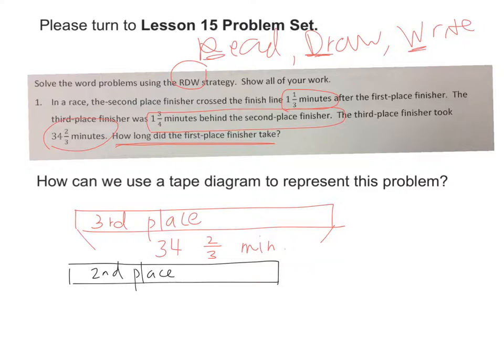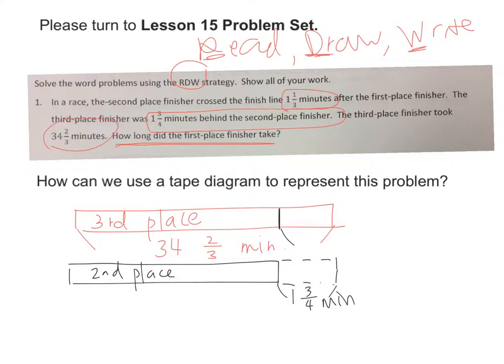And do we know how much shorter? So this missing area over here, and what I like to do sometimes is draw like this. This extra area was how long? How much faster was the second place person compared to the third place? Yeah, so this part over here is 1 3/4 minutes.